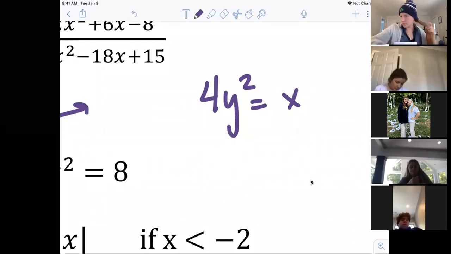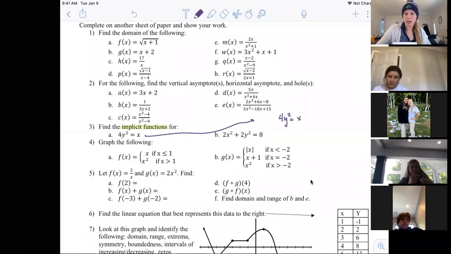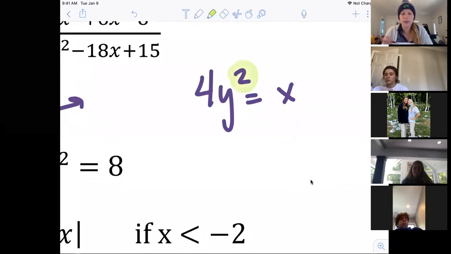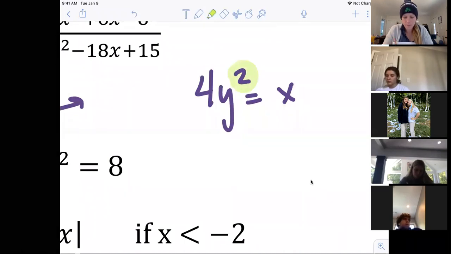Okay, so for those of you on the recording, I'm just talking about implicit functions. I just started class. Whenever we do implicit functions, we're going to get two equations. And honestly, the square with the y hints to me that I'm going to have two equations here. So I'm going to start by trying to get that y squared by itself.